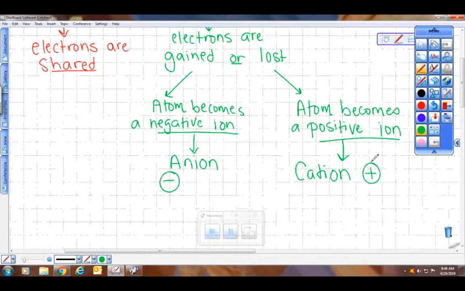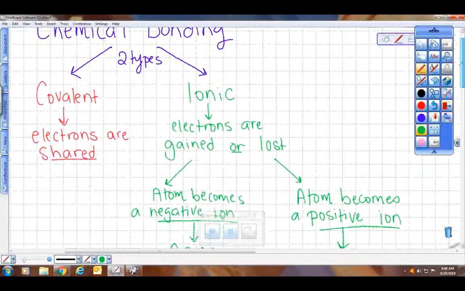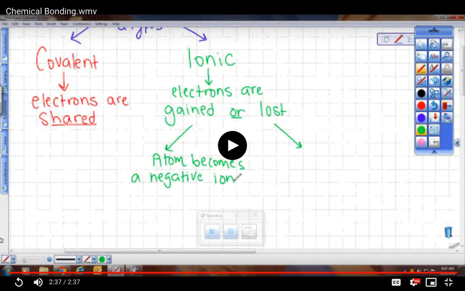Now, between ionic and covalent bonds, covalent bonds are a lot stronger because the electrons are shared and it takes more energy to break those bonds between shared electrons.